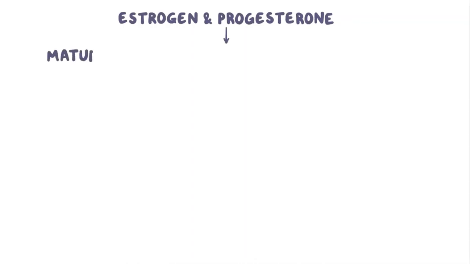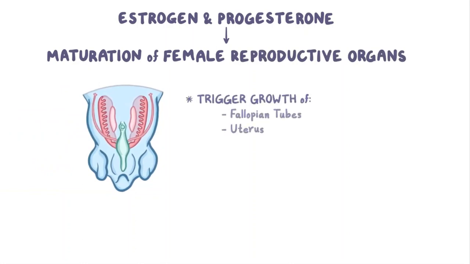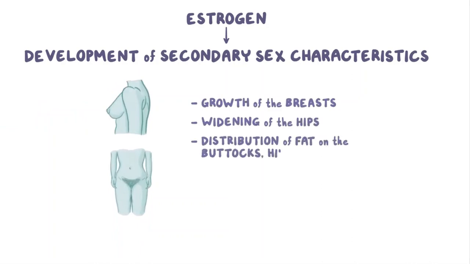Other than the menstrual cycle, estrogen, along with progesterone, are also responsible for the maturation of the female reproductive organs during fetal development. These hormones trigger the growth of the fallopian tubes, uterus, cervix, and vagina. Estrogens are also responsible for the development of female secondary sex characteristics during puberty, like the growth of breasts, widening of the hips, as well as distribution of fat on the buttocks, hips, and thighs.